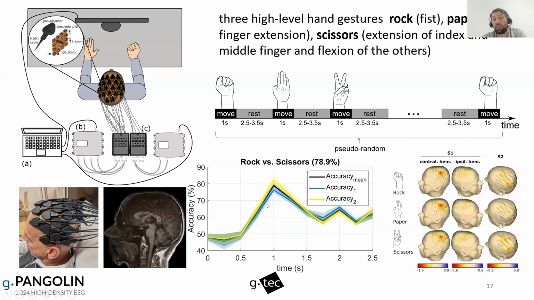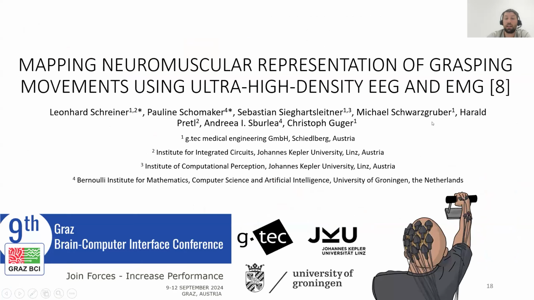up to 75%. In this case, I have a plot of rock versus scissor hand gestures for the motor execution, with the accuracy peaking around 1 second after movement instruction, and then going down again, and it's coming from chance level 50% of the 2-class problem. This was the first study we did for decoding motor movements.